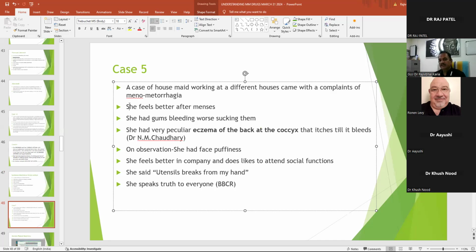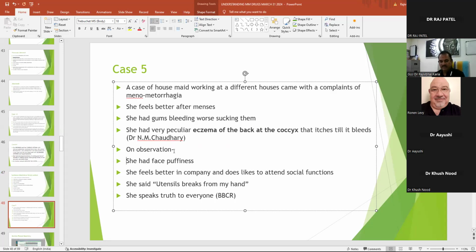She had gum bleeding, worse sucking them; bleeding starts from inside. She has peculiar eczema of the back at the coccyx that she scratches till it bleeds. This is a peculiarity of this remedy given in Anantha Choudhury. On observation, she had face puffiness. She feels better in company and does like to attend social functions.